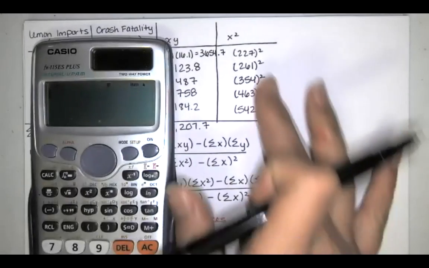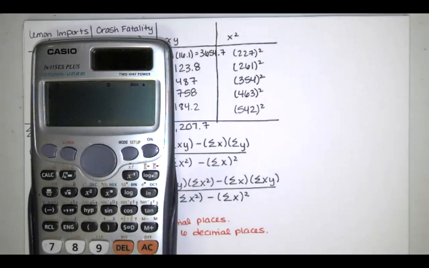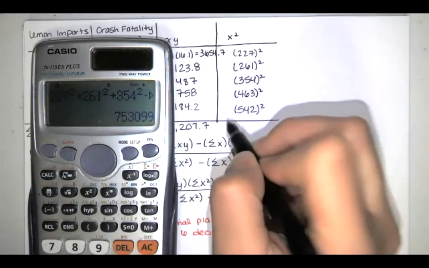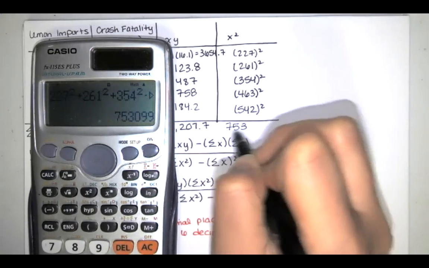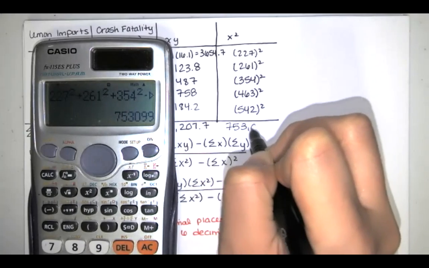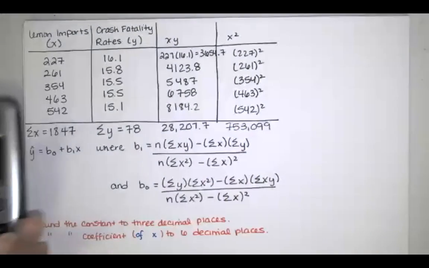And then here, I don't even have my x's squared, but I will just take each value of x, square them, and then I'll add them together. And sometimes we make calculator entry errors, so it's really helpful to use technology to do something like this. So I get 753,099 for the sum of the x's squared.